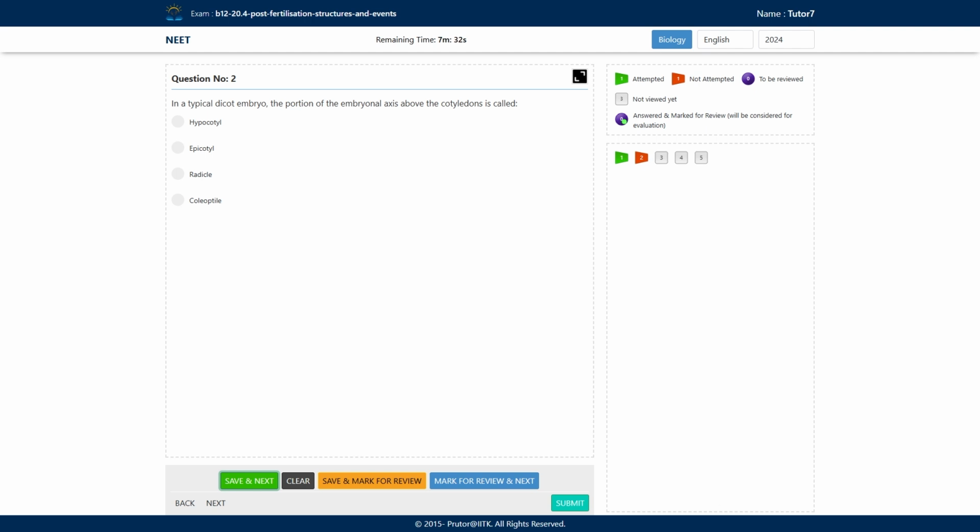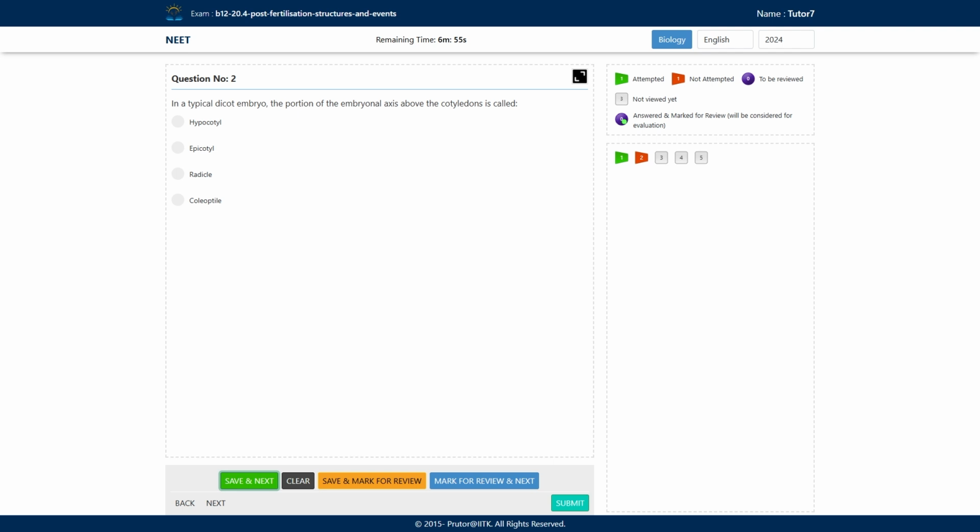In a typical dicot embryo, the portion of the embryonal axis above the cotyledon, very important. A typical dicot embryo, the portion of the embryonal axis above the cotyledon is called A. hypocotyl, B. epicotyl, C. radicle, and D. coleoptile. So you all know what is coleoptile, you all know what is radicle. The confusion is between A and B, hypocotyl and epicotyl.